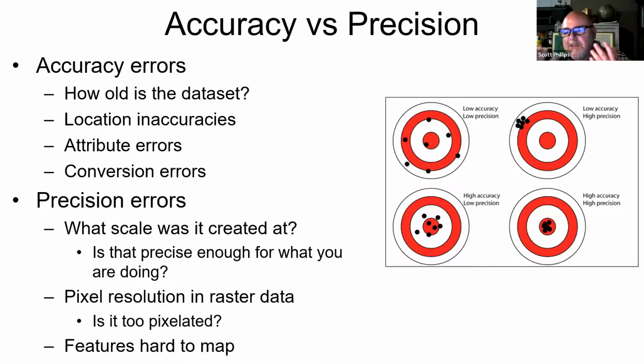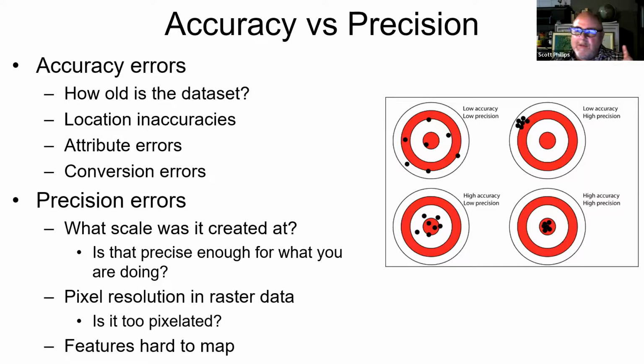And then precision. What was the scale? How zoomed in were they when they created features? Were they zoomed way out so the stuff's all kind of not detailed enough, or were they zoomed very far in so it's very precise, or at least good enough for what you want to do?